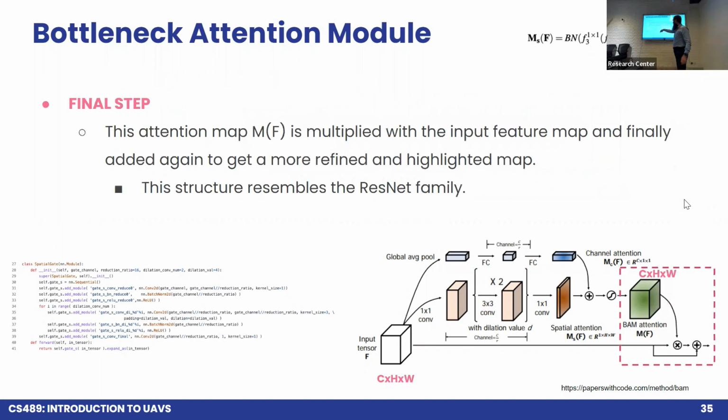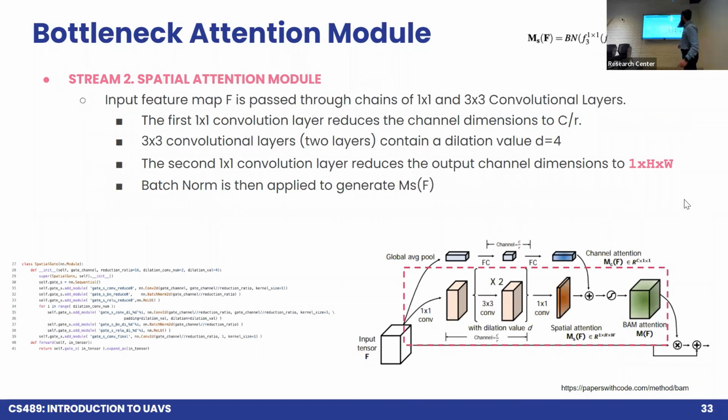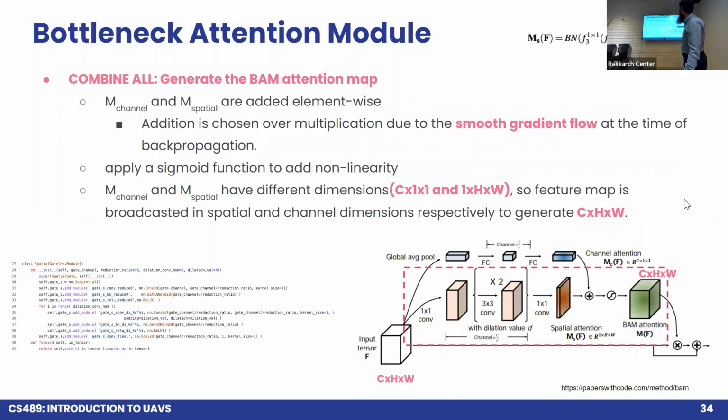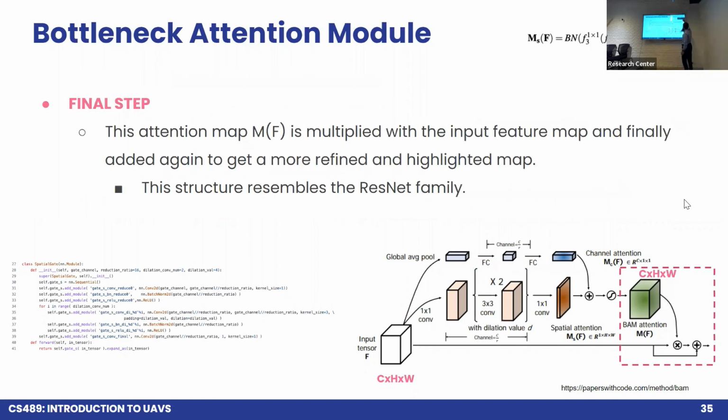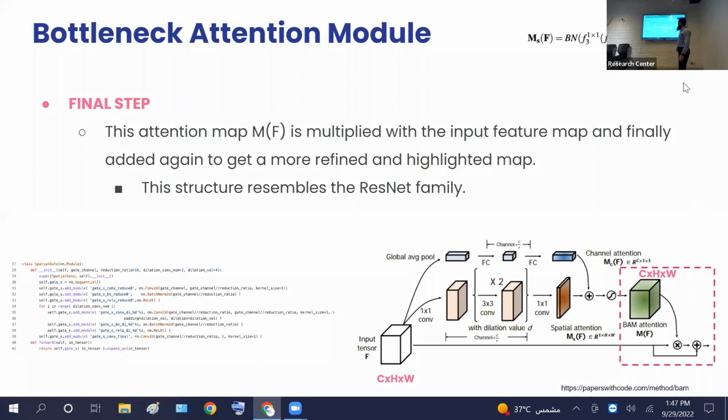And it's open source, it's in PyTorch. Okay, the final step is to generate the attention map function, which is M channel plus M spatial added together, applied sigmoid function, and then making multiplication and element-wise addition. The final step, the attention MF, will be multiplied with the input feature. Okay, we already talked about this.